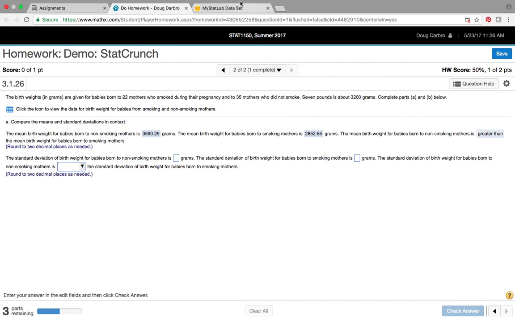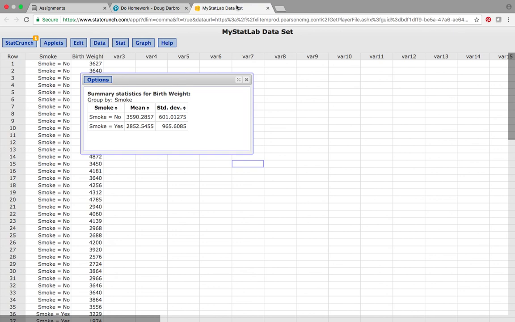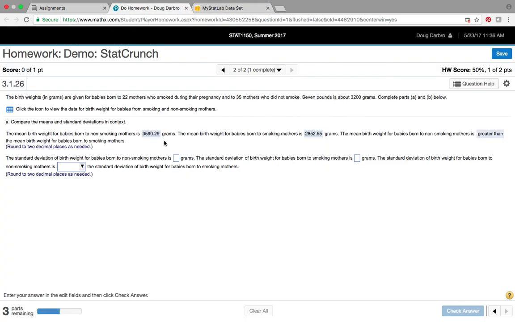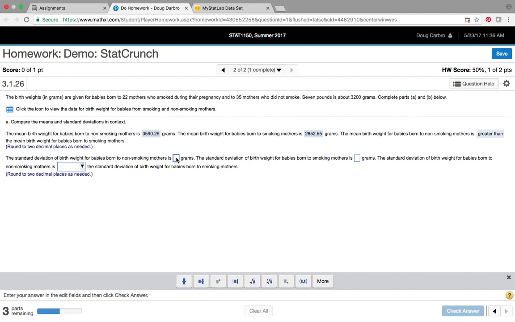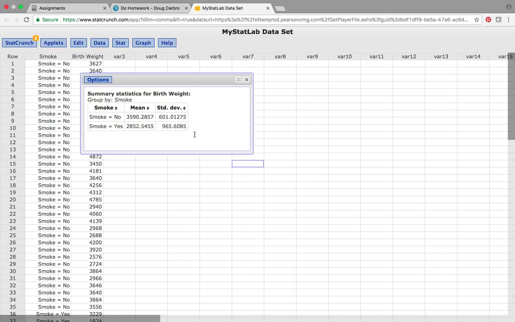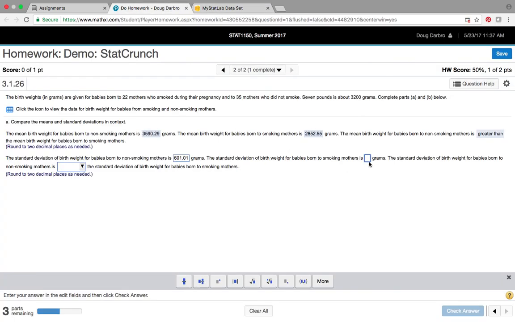Standard deviation. Let's go get them. First of all, we want it for non-smoking. So that's 601.01. And for smoking mothers, it's 965.61. So the standard deviation for babies born to non-smoking is less than.